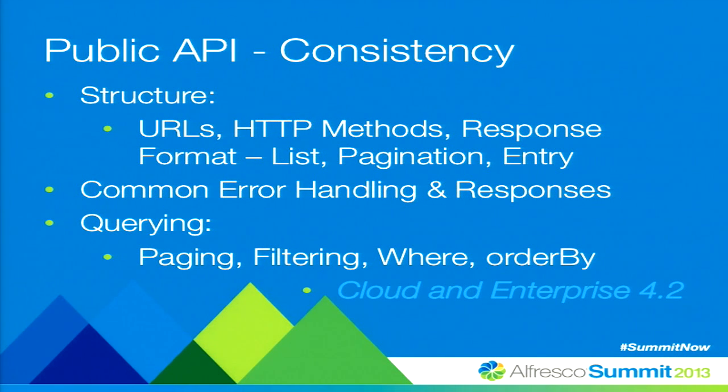So we've obviously got consistency in this API. That's a major concern for its development. We obviously have a structure to the URLs and the HTTP methods. We're focused on common error handling and returning proper HTTP response codes for different actions. Obviously, there's consistency in the querying and the pagination, the filtering, and the order clauses. And this is the same across all of Alfresco One, so cloud and on-prem 4.2.